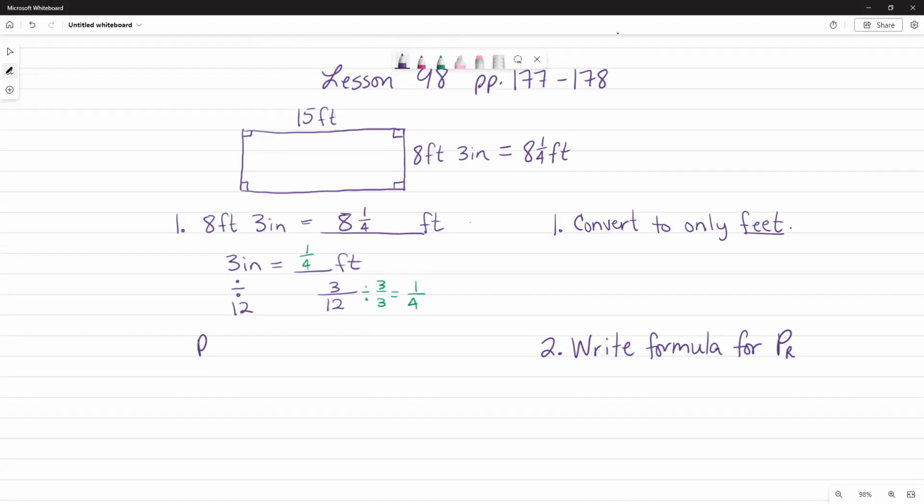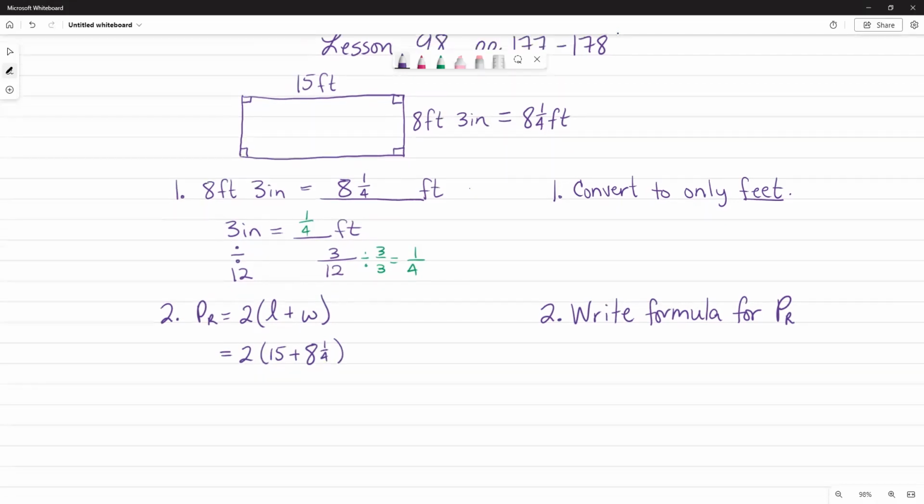So we know that the perimeter, step 2, perimeter of a rectangle is equal to 2 times the length plus the width. Well, I know my length, that's 15 feet, and my width is 8 1/4 feet. So again, order of operations tells us that we need to add what's inside of our parentheses first.